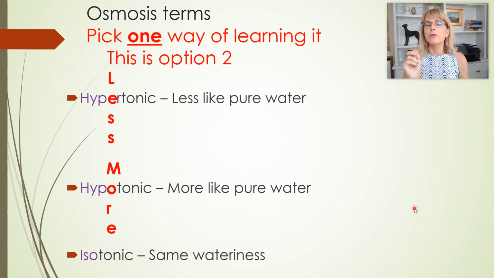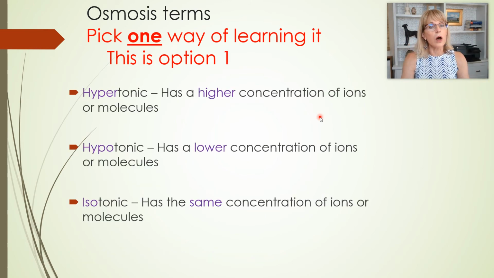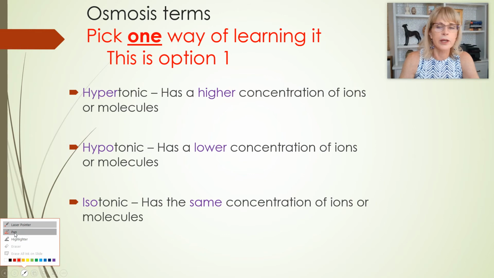But can you see that if you mixed them together, you could get everything exactly wrong? Don't just learn hypertonic less, because then you might think less solute. And it's not less solute, it's less like pure water. That's why you've got to pick one. Now, whether you pick option one or option two, memorize this. If one of those solutions is water, the water is always the hypotonic one, okay? Always, always, always.